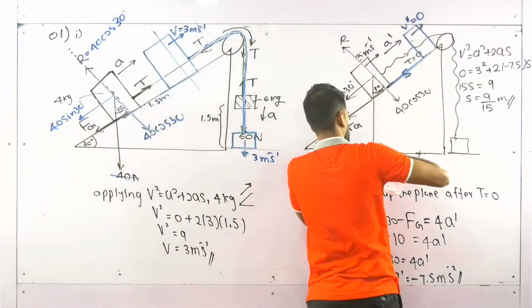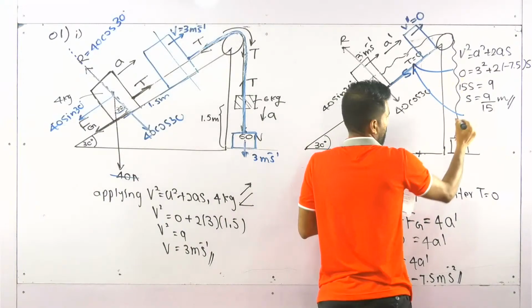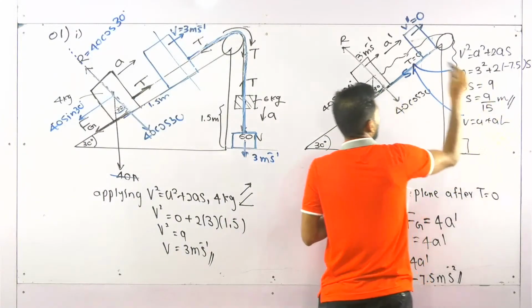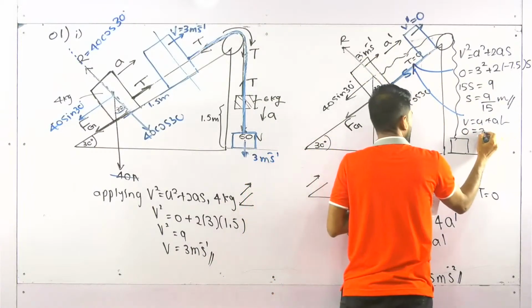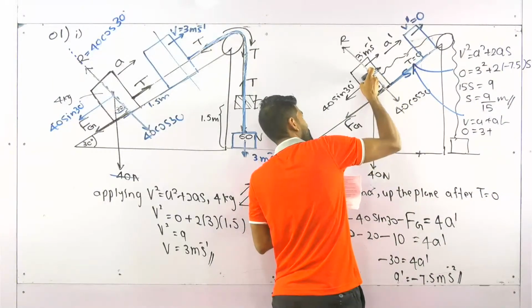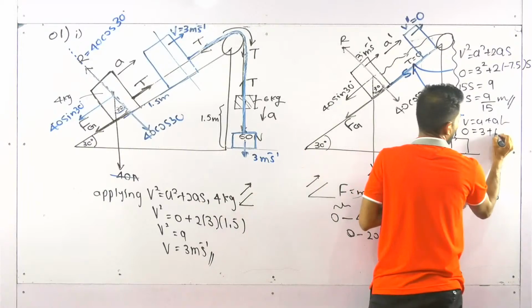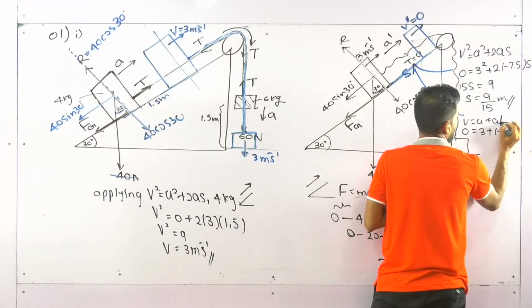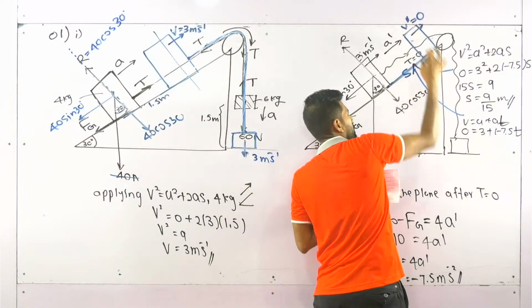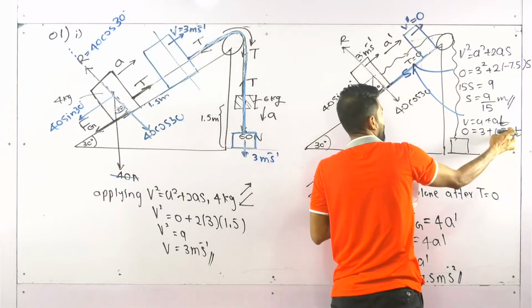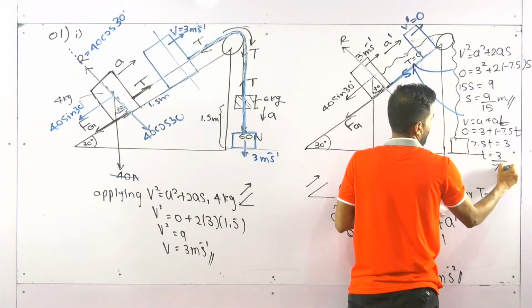Apply v equals u plus at to this part. When it comes to rest, the final velocity is 0. It has a velocity of 3 due to the previous acceleration when starting this new motion. Acceleration for the new motion is minus 7.5. So v equals u plus at, where time is t. To make the final velocity 0, we have initial velocity 3 minus 7.5 t. 7.5 t is equal to 3. t is equal to 3 over 7.5 seconds.